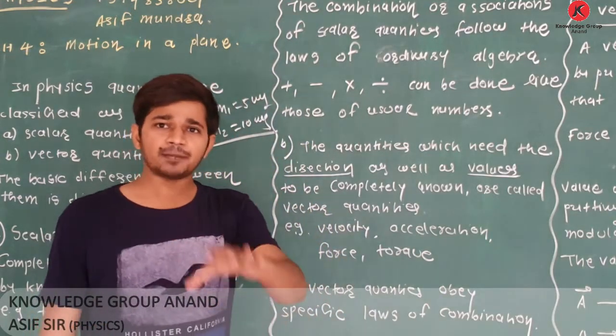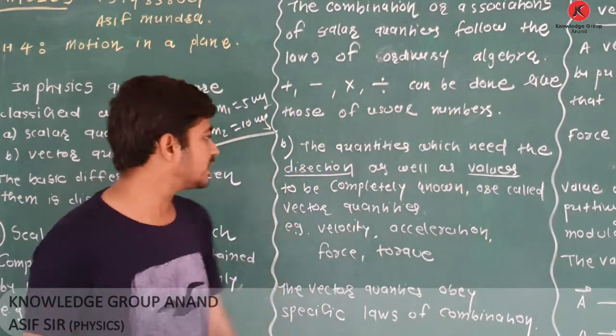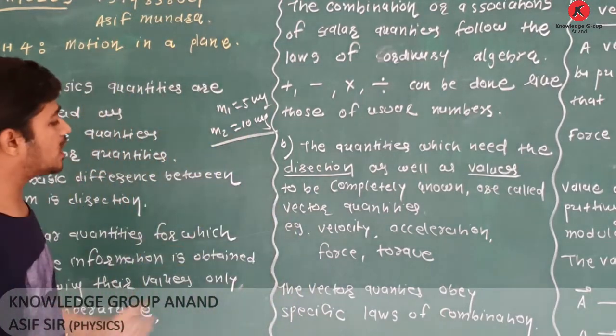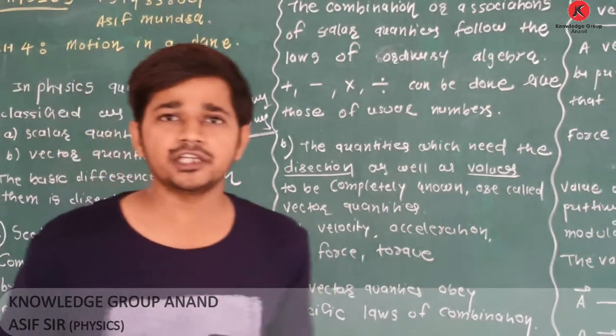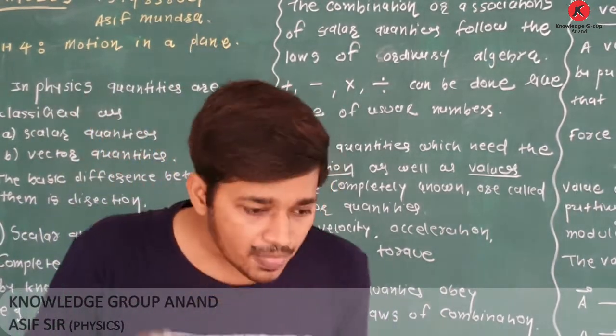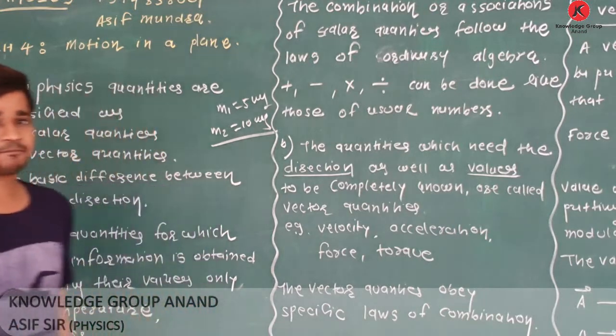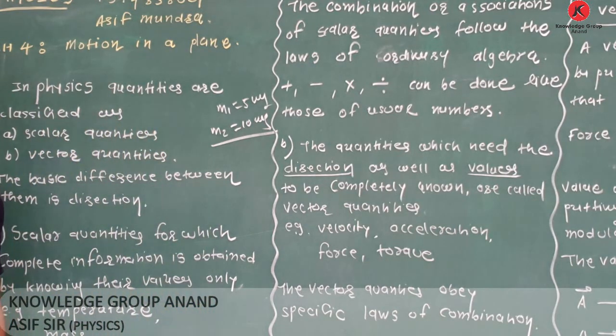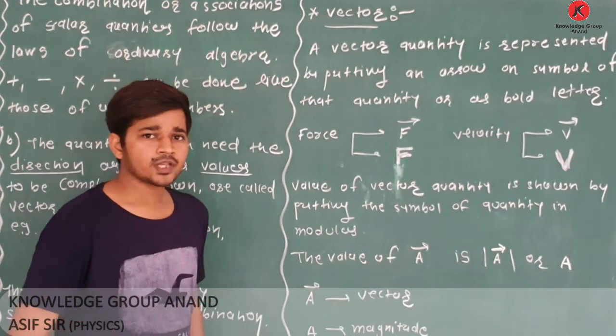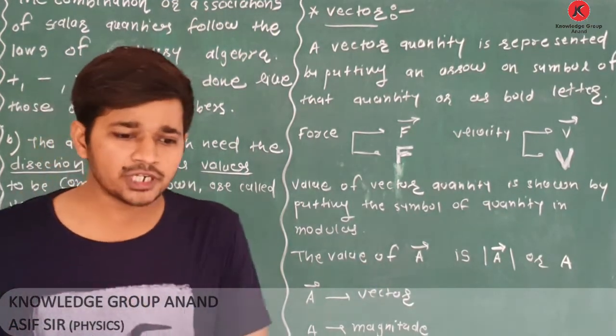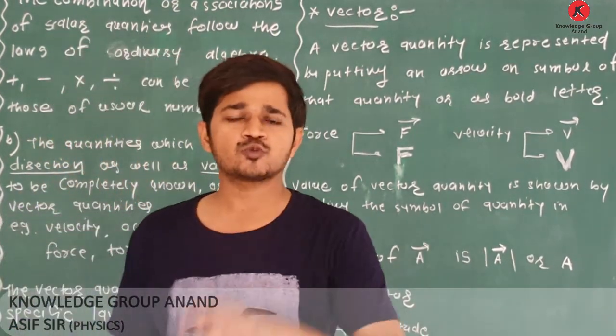So your chapter starts with one difference: what is difference between scalar quantity and vector quantity? Clear about this? Now we will see in detail about vector quantities. What is vector quantity? Our focus in this chapter is about vector.